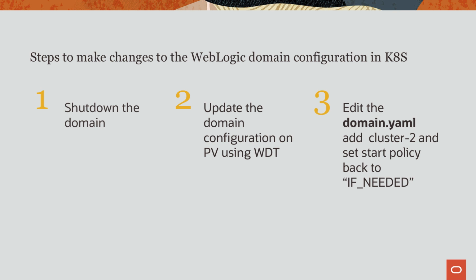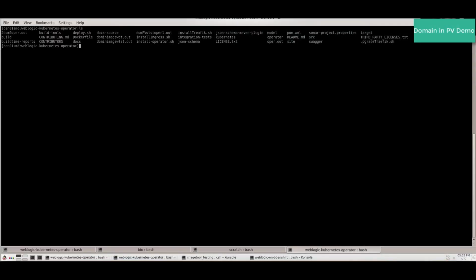You will see during the demo, we create the domain using WDT in the PV, PVC. Then we will shut down that domain. We will update the domain configuration on the PV using WebLogic Deploy Tooling. And then we will edit the domain YAML to add cluster 2 and set the start policy back to IF_NEEDED so that the domain is restarted by the operator.